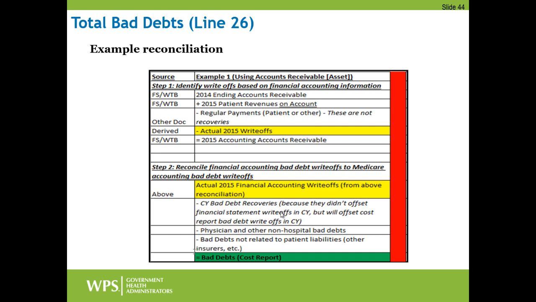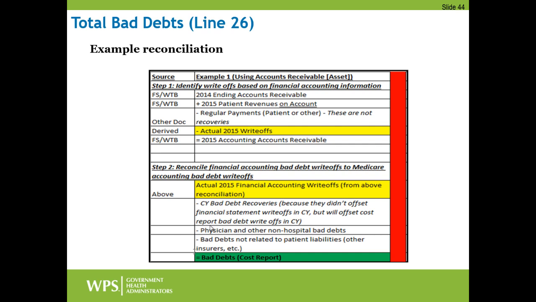Now what I mean by that is that they're recoveries made this year that may relate to a previous year bad debt. The thing is, those recoveries are not offsetting any of the amounts. They're not impacting the accounts receivables up here. The impact nets out to a zero up in this first reconciliation, but they will offset the cost report bad debt write-offs in the current year. We need to offset current year recoveries in this year of bad debts.